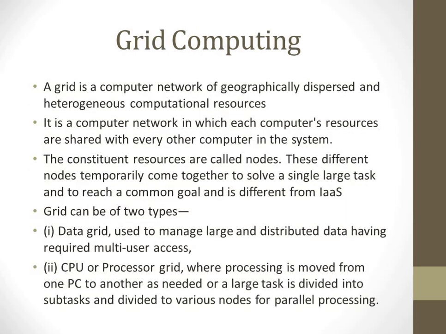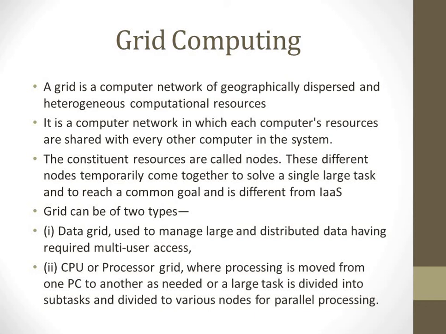Grid computing. So, a grid is a computer network of geographically dispersed and heterogeneous computational resources. It is a computer network in which each computer's resources are shared with every other computer in the system. And the constituent resources in this grid are called nodes. These different nodes temporarily come together to solve a single large task and are used to achieve a single common goal. And this is different from IaaS.